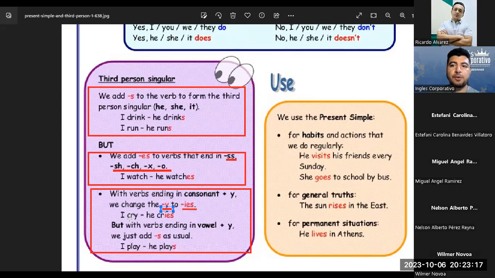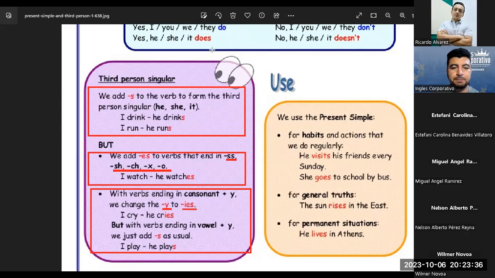Tenemos acá. I cry. Yo lloro. He cries. Él llora. Puede ser she cries. Pero tenemos una excepción. Si la Y tiene una vocal antes, solo se le agrega S, como es el verbo play.